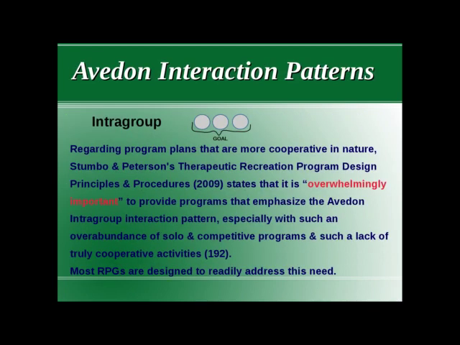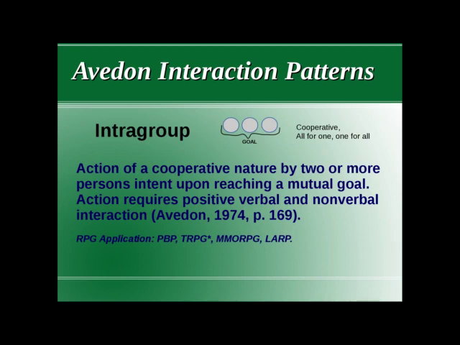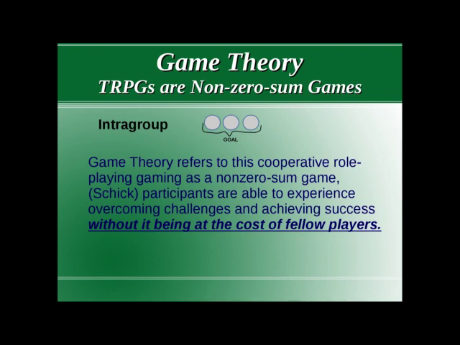So, regarding program plans that are more cooperative in nature, Stumbo and Peterson's Therapeutic Recreation Program Design Principles and Procedures state that it is overwhelmingly important to provide programs that emphasize the Abaddon intra-group interaction patterns, especially with such an overabundance of TR solo and competitive programs and a lack of truly cooperative activities. It's important for many, especially children. Game theory refers to this cooperative role-playing gaming as a non-zero-sum game. Participants are able to experience overcoming challenges and achieving success without it being at the cost of fellow players.